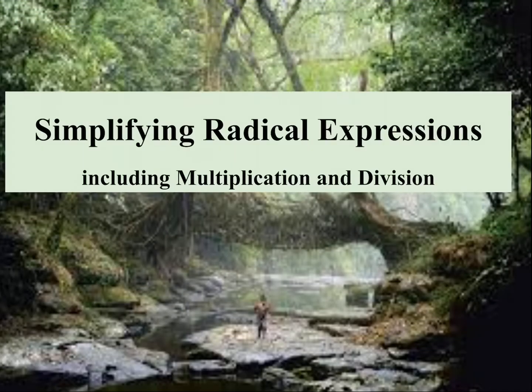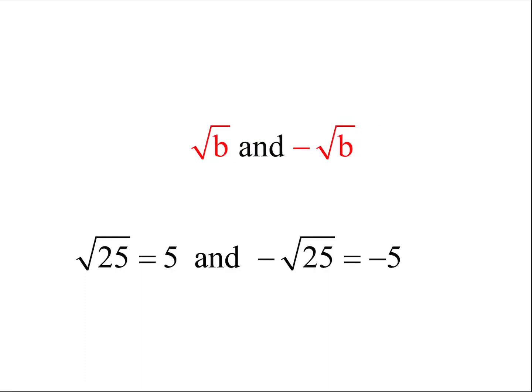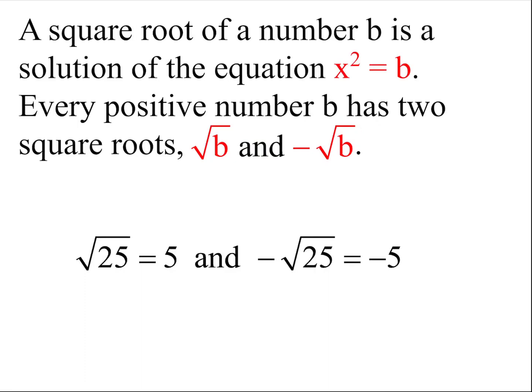So, simplifying radical expressions, and we're also going to include multiplying and dividing radical expressions. First off, the square root of a number b is a solution to the equation x squared equals b. But every positive number b has two square roots, positive square root of b and negative square root of b.